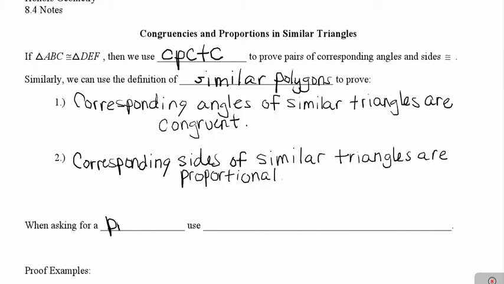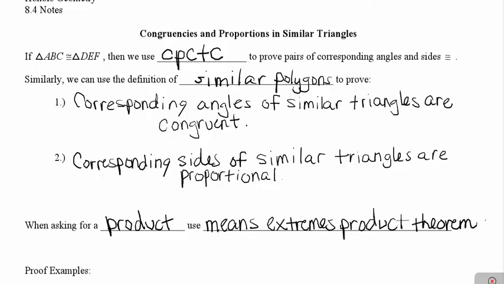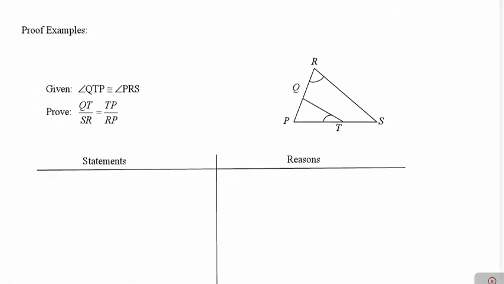When it's asking for a product of sides, so usually you'll see two sides multiplied together equals another two sides multiplied together, we're going to use the reason, the means extremes product theorem. We talked about this theorem back at the beginning of chapter 8, and remember that it's just a fancy name for cross multiplying. So anytime you're trying to prove a product of sides is equal to a product of another two sides, that's when you're going to use the means extremes product theorem. So let's take a look at two examples.